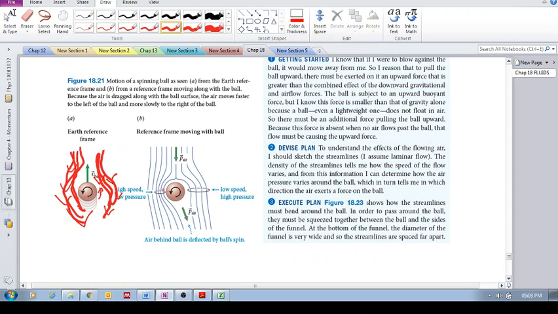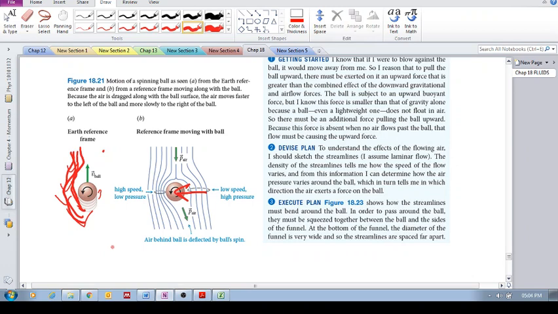So what's going to happen is, because the speed is increasing on this side, you are going to have low pressure on this side, which is high speed, and you're going to have low speed, high pressure on this side. So if you've got a high pressure here and a low pressure there, then there's going to be a force pushing the ball to the left. Does that make sense?